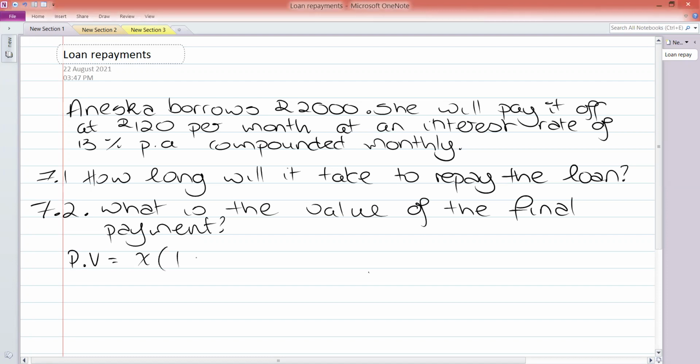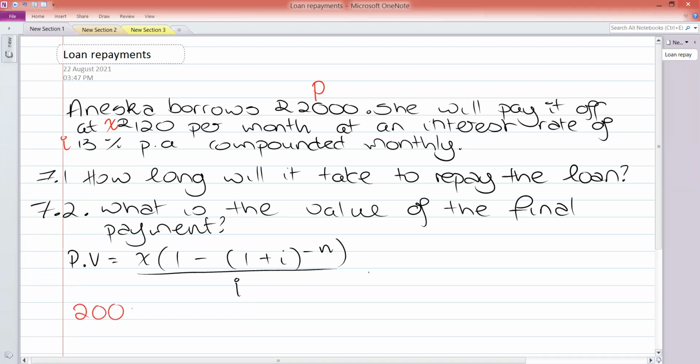Looks like this. Divided by your I. All right. So let's see what we have. They've given us P, right? That's our P. This is our X, all right? This is our I, okay. We're gonna plug those in and we then want to solve for N, okay, to work out how long it will take to repay. Okay, so let's plug these into our formula.